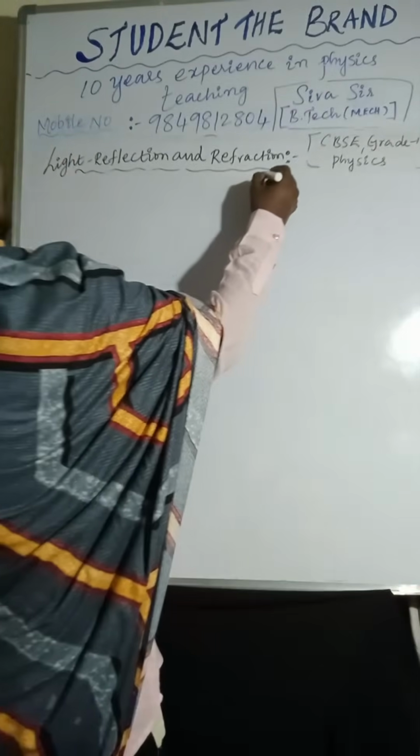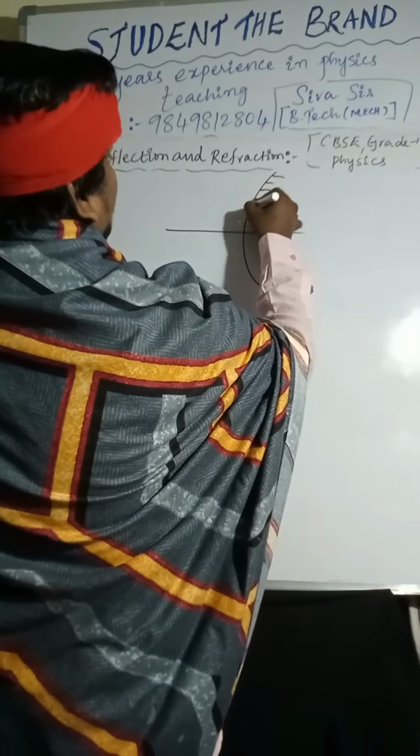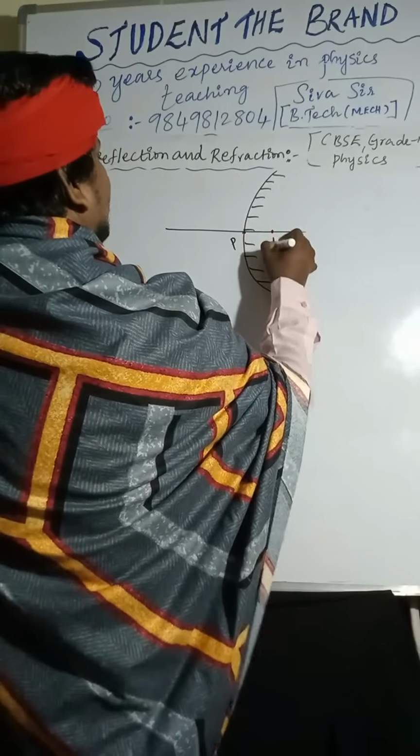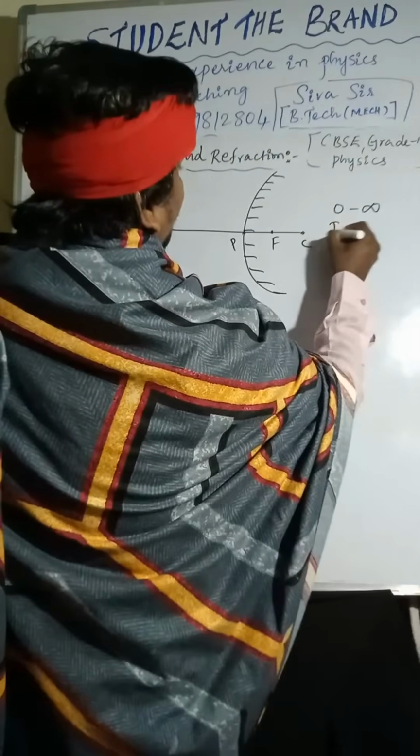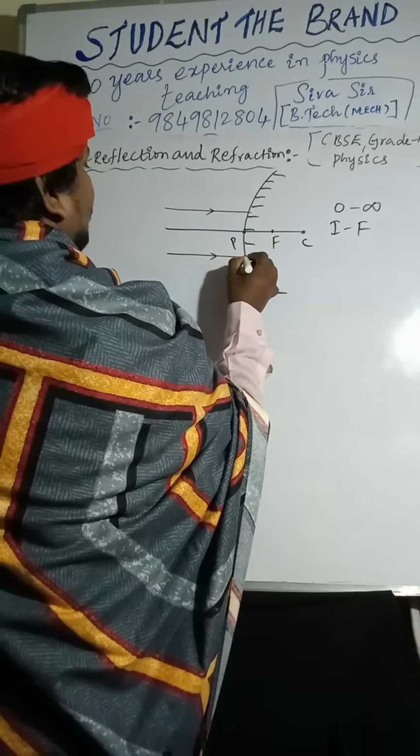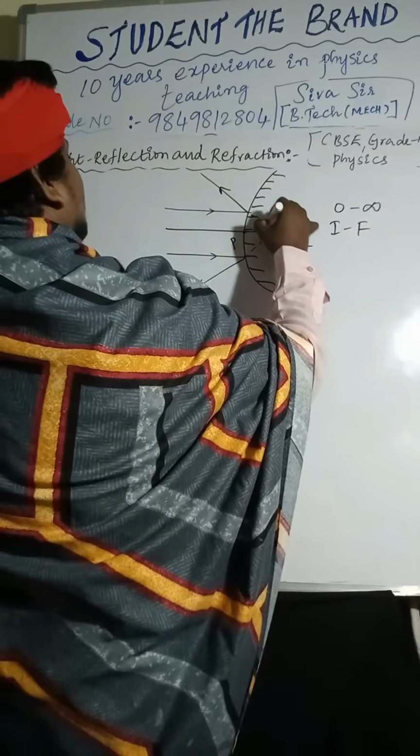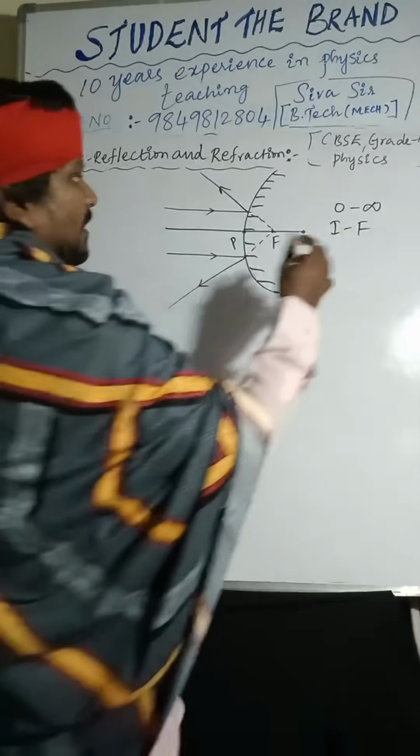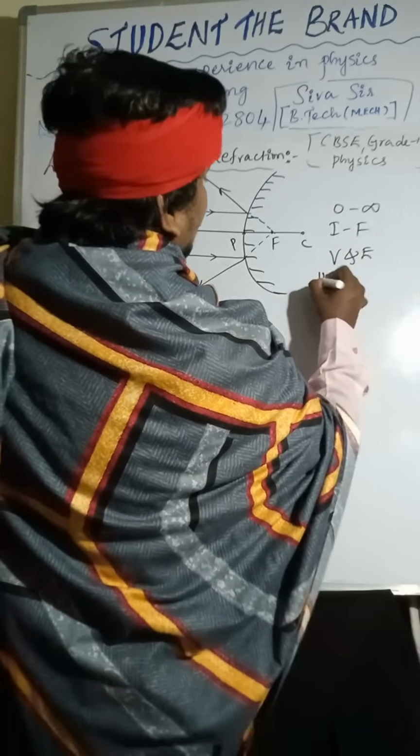Okay, so coming to the convex mirror, I'm taking the convex mirror. Pole, focus, center of curvature. Object is placed at infinity, image will form at focus. I'm taking two light rays like this. After reflection, those are moving away. So image will form at focus. Nature of the image is virtual, erect and diminished, highly diminished.